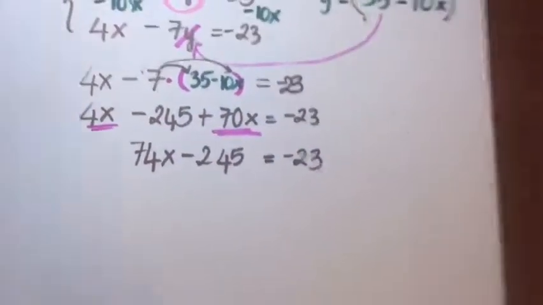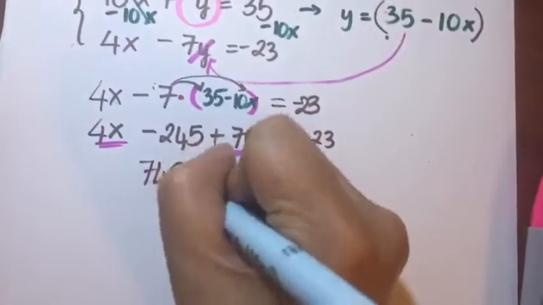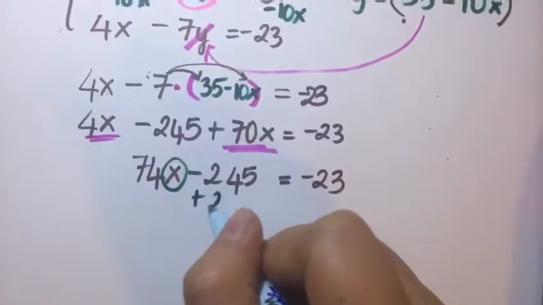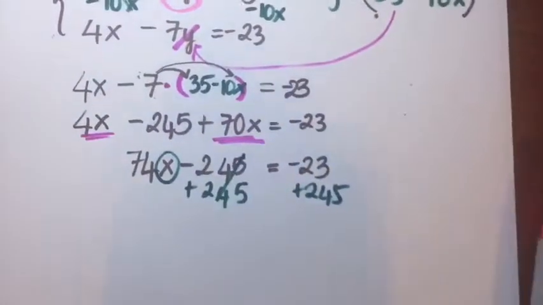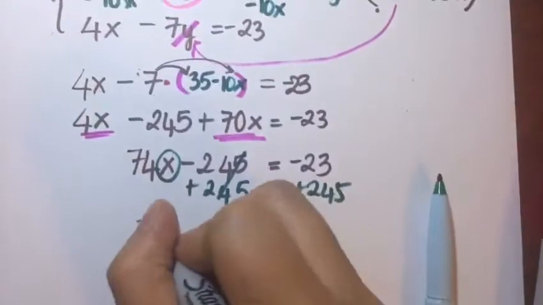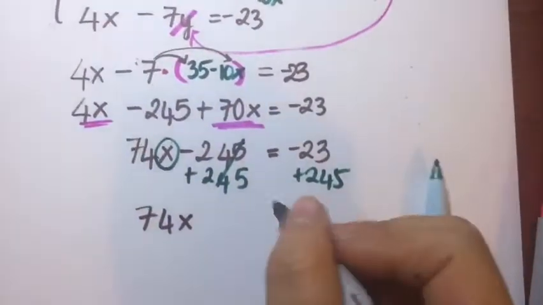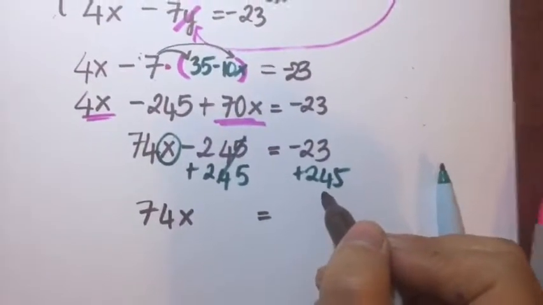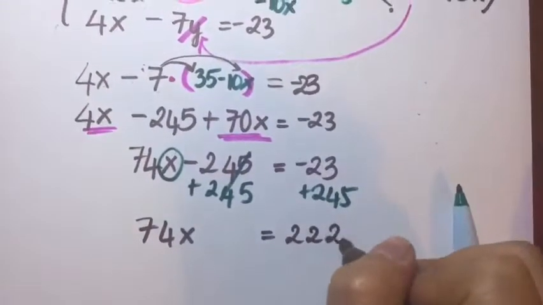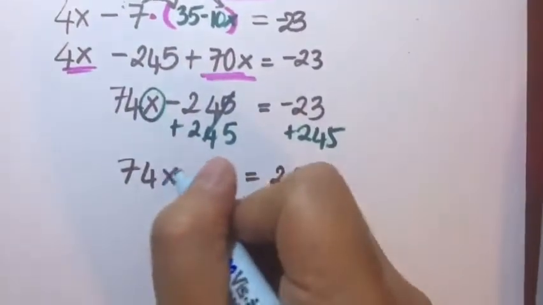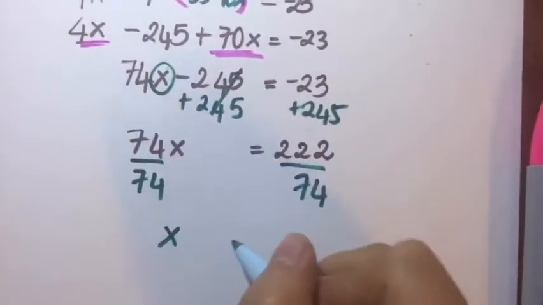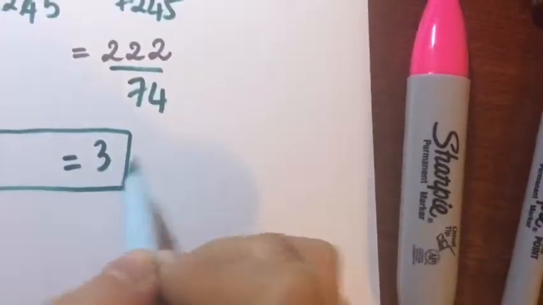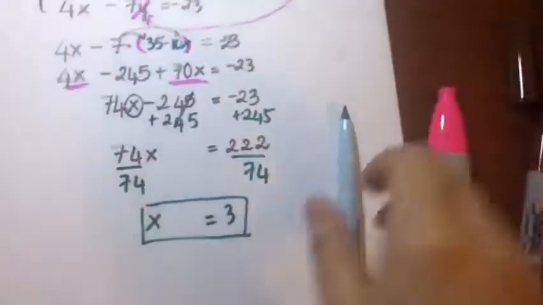But we do know how to use algebra to solve for x, right? Because x is what we want. So we're going to add 245 to both sides of the equation, and with that, this one will be canceled. I have 74x on the left side, equals negative 23 plus 245, which gives you 222. Now the last step to solve for x is to divide both sides by 74, and we're going to have x by itself equals 3. X equals 3 is our solution for the x in this system of equations.